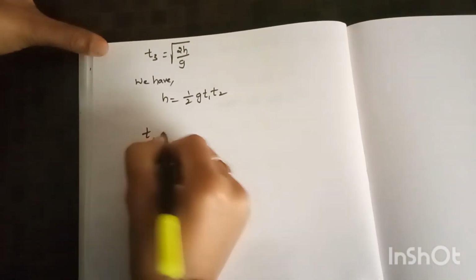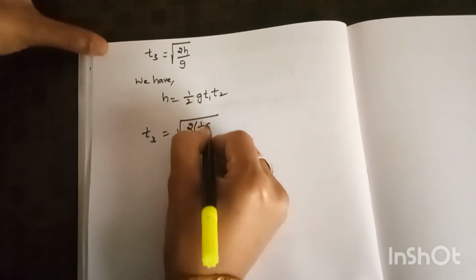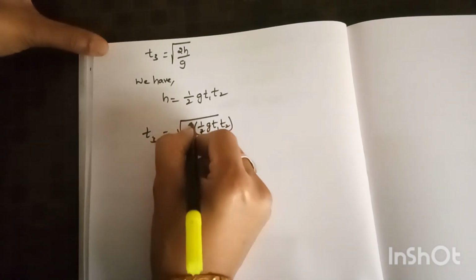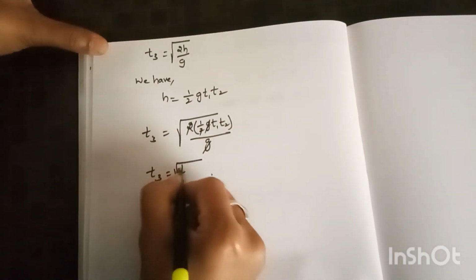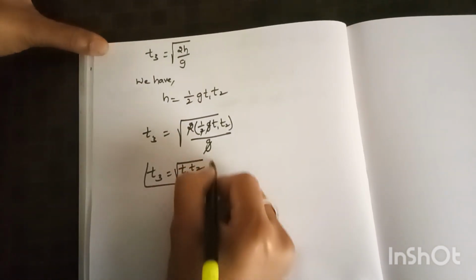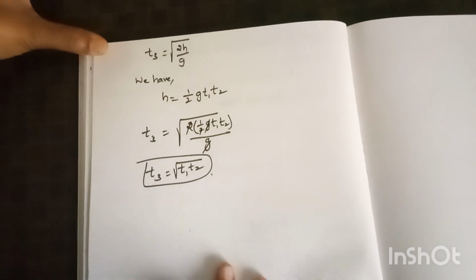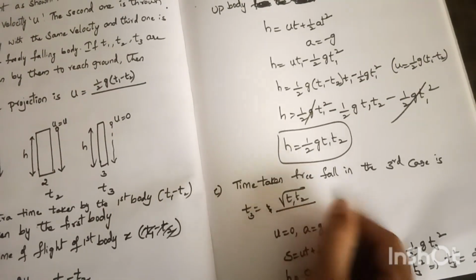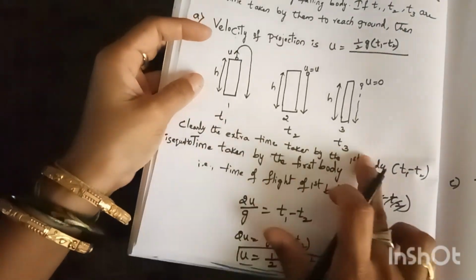So t3 equals under root of 2 h, which is half g t1 t2, by g. 2 will be cancelled, g will be cancelled. So t3 equals under root of t1 t2. So the time taken by the freely falling body is equal to under root of t1 t2. So this is the time taken by the freely falling body in the three cases.